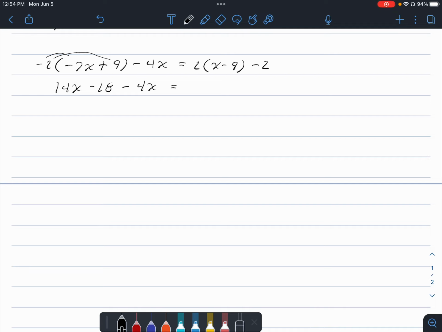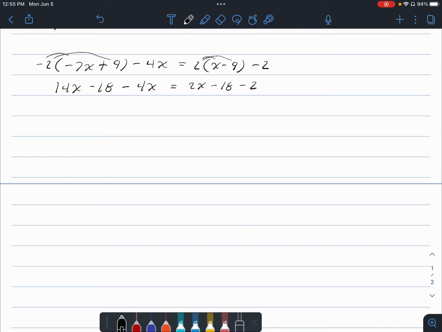Now on the right-hand side, very similar. You can't simplify anything inside of the parentheses there, but we can distribute this 2. So let's do that now. So 2 times x is 2x. And then 2 times negative 9 is, again, going to give us a negative 18. And then we'll have minus 2.